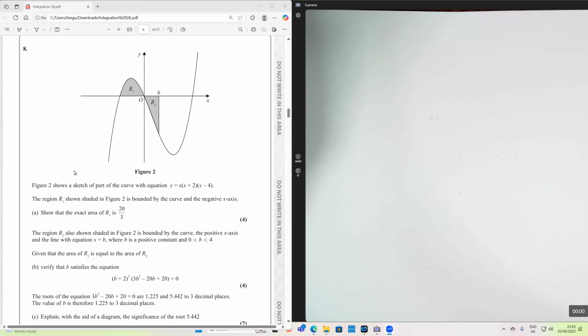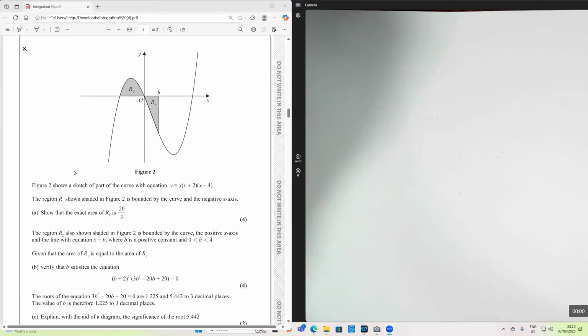It says figure 2 shows a sketch of part of the curve with the equation y equals x times (x add 2) times (x minus 4). The region R1 shown shaded in figure 2 is bound by the curve and the negative x-axis. Show that the exact area of R1 is equal to 20/3.